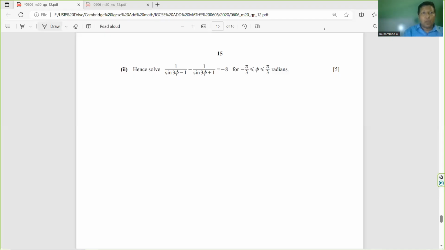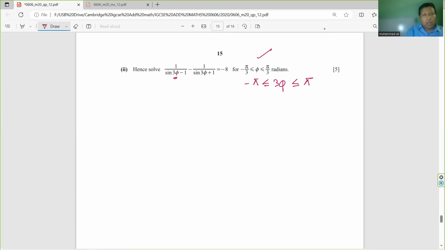Now, when we want to do radian mode maths, we have to convert our calculator into radian mode, and we have to adjust the angle. It is 3 phi. So if I multiply by 3, it will be minus 3 pi less than 3 phi less than 3 pi. So we will check where the interval is minus pi to pi.